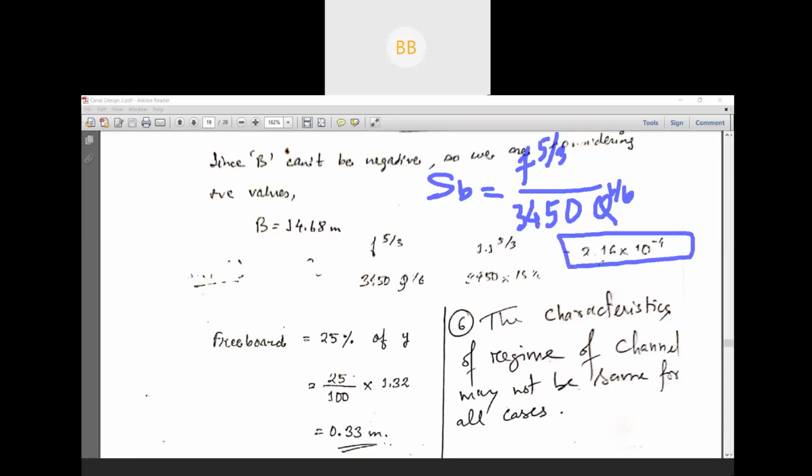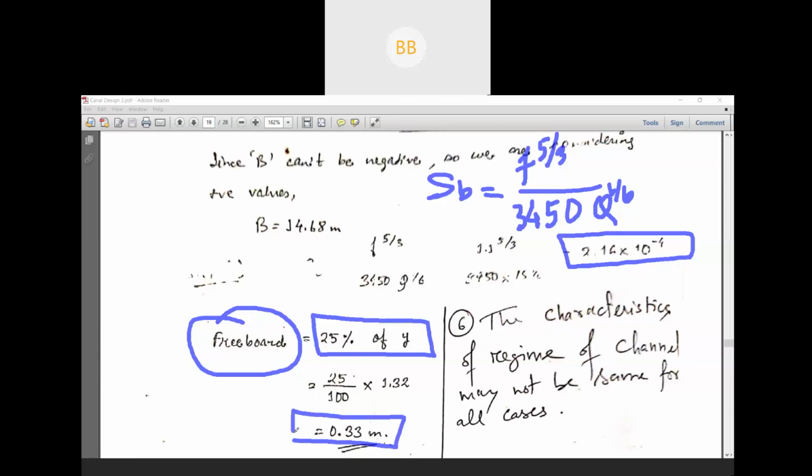In the last step, we have to provide a free board. So here in Lysis theory, we are going to provide 25% of y. Y is our 1.32 meter. In that 1.32, 25% of 1.32 we are going to add extra as a free board. So the free board for that particular canal is 0.33 meter. So lastly, you find out the free board.